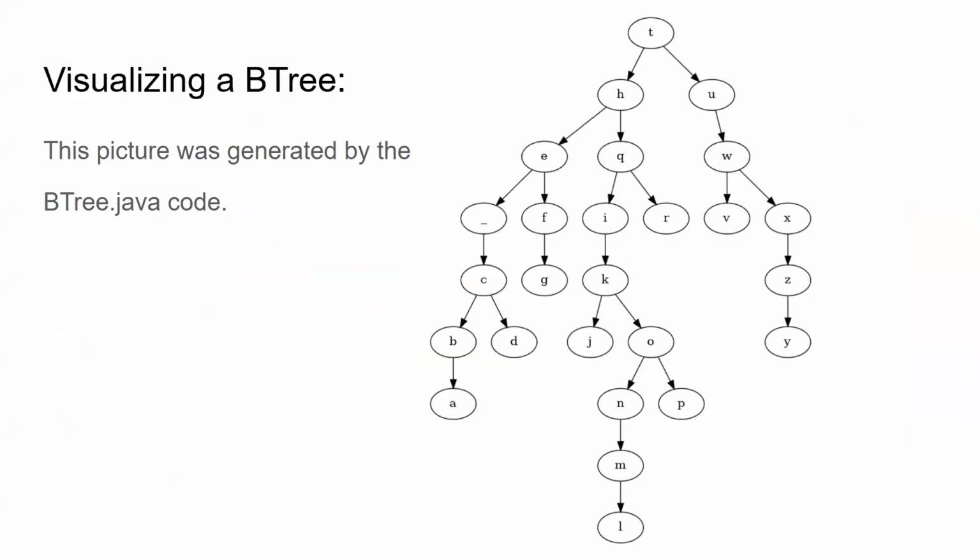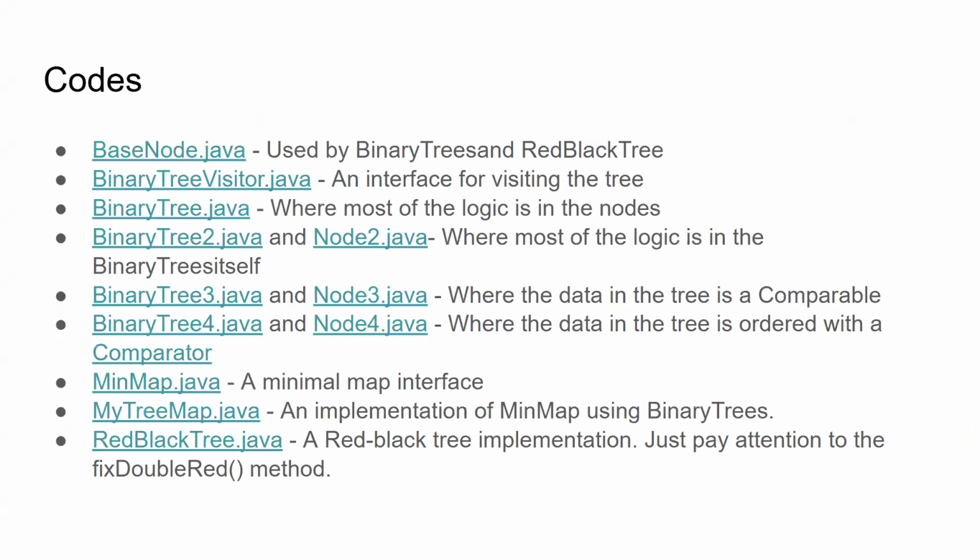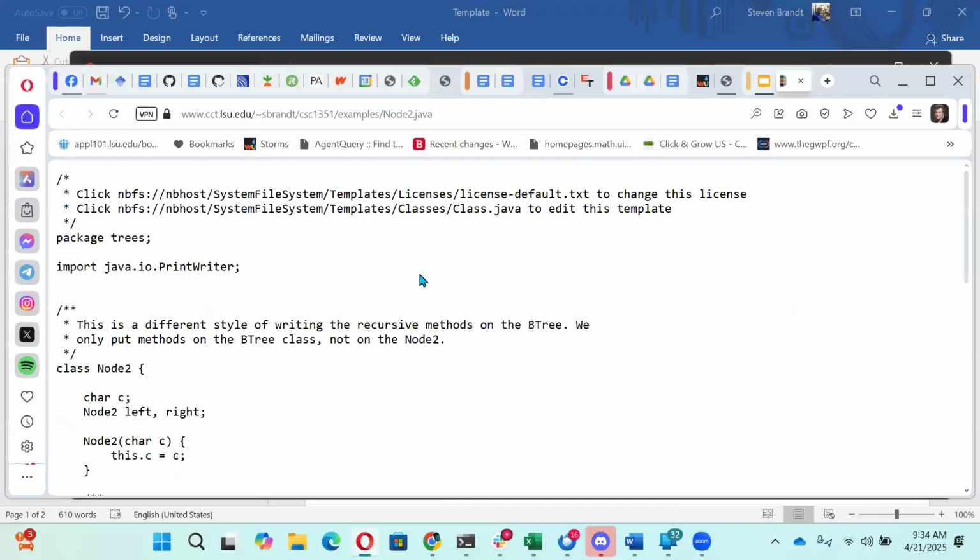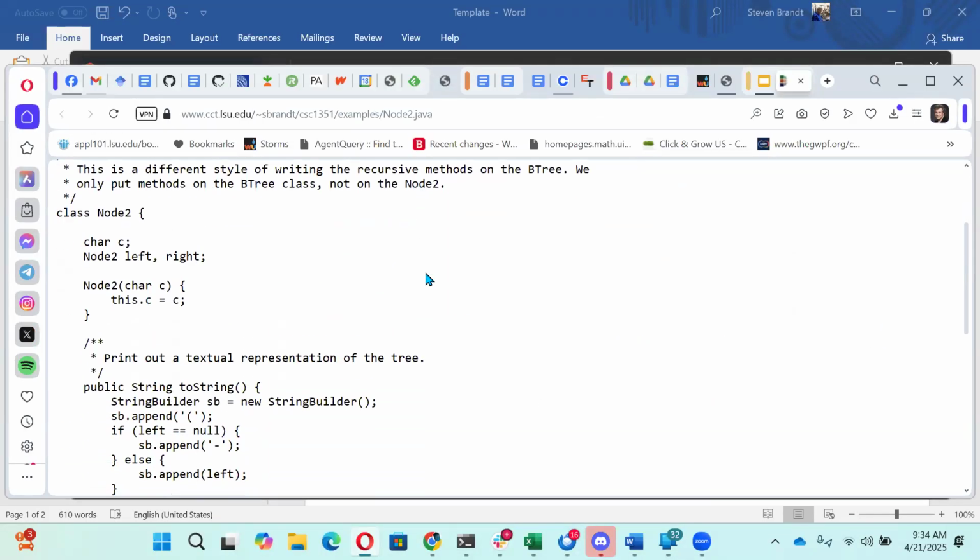And here's how a tree might look if you just let it do its thing randomly. If you just add stuff randomly, and the data comes in a random fashion, you might get something like this, which really isn't too bad. And then we talked about base node, binary tree visitor, and the binary tree code. Today I'm going to take a look at node2.java, which is a different take on the same thing.